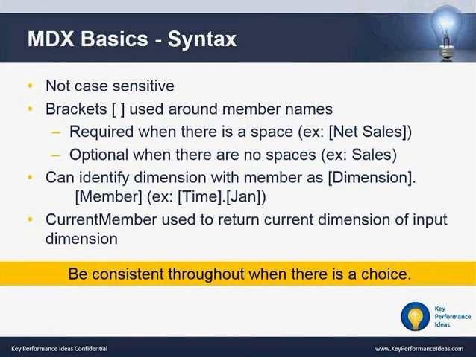And just as a general rule, it's good to be consistent throughout when you make a choice, if there is a choice. So for example, with the brackets, I always use brackets because if there's spaces, I'm going to need them. I don't necessarily need to, but it's just a little bit easier to read, because you always know you're looking at a dimension if there's brackets around it. If you're going to specify your dimension dot your member name, then do it throughout. Don't just do it for one of your dimensions. It just makes the code a little bit easier to read and follow.